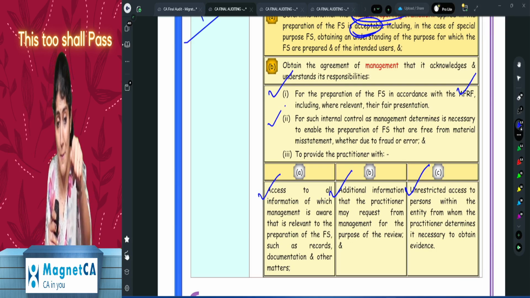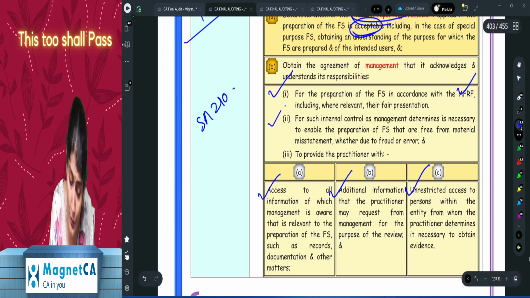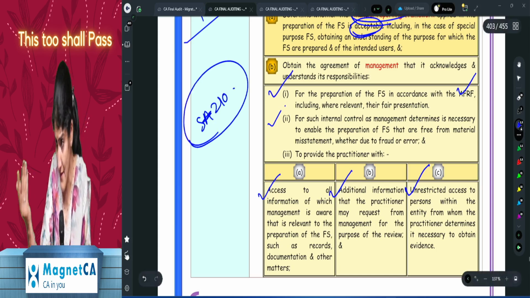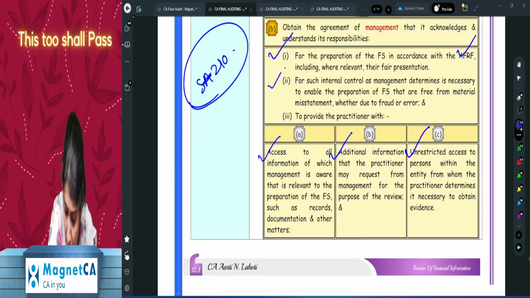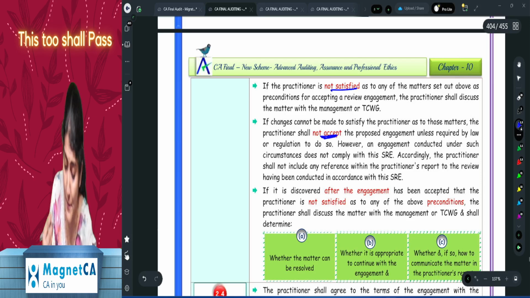Whose responsibility? Management, your responsibility. Right? So is this absolutely same like 210? Yes, the 1 plus 5, the preconditions for the review engagement. And if you're not satisfied, then what does it say? Not to accept the engagement.